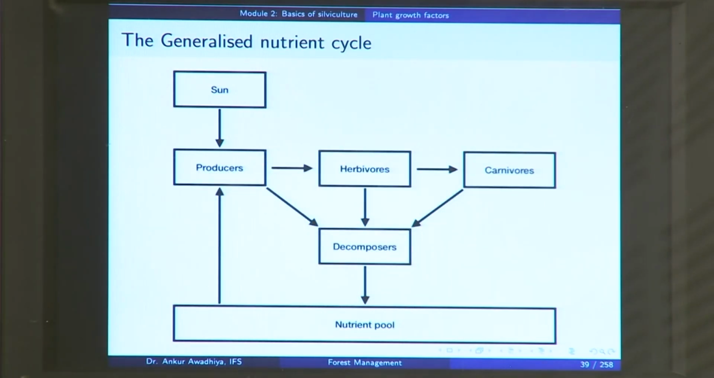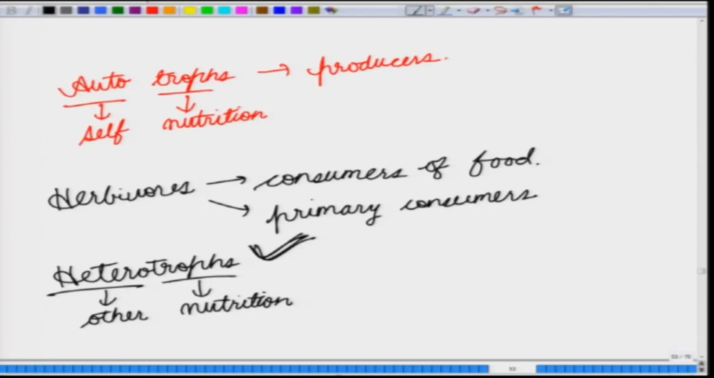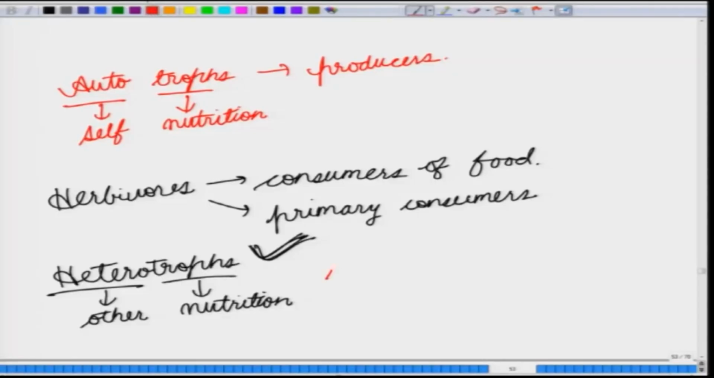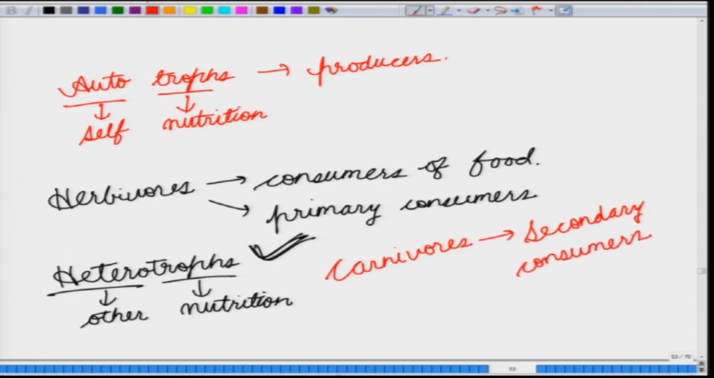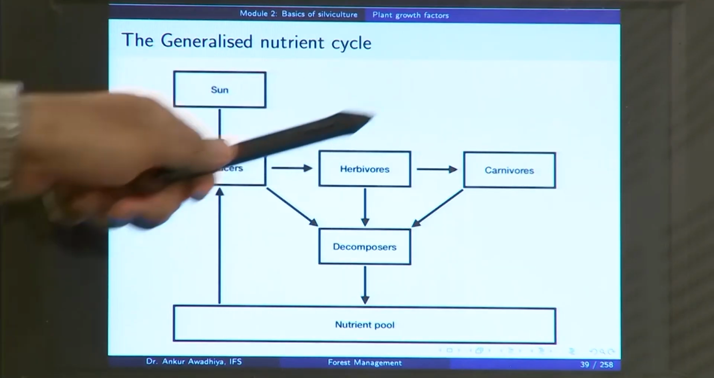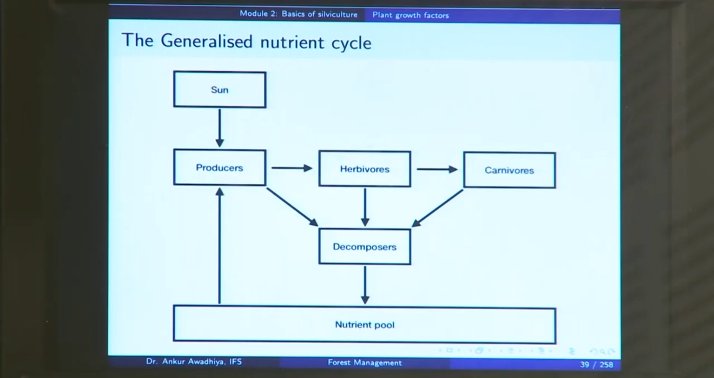Now, carnivores in turn are also heterotrophs. They also cannot make their own food. They are dependent on other organisms, in this case the herbivores, for their food. So, they are also heterotrophs. So, when we look at the carnivores, these are the secondary consumers. Because they are not the first one to consume, the first one to consume were the herbivores and these are consuming the herbivores. So, they are the secondary consumers.